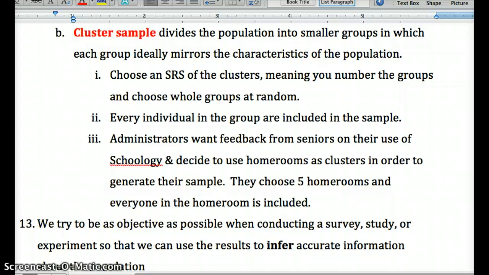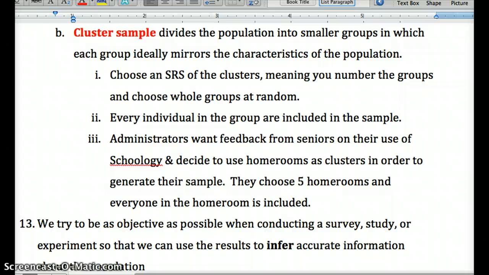Administrators wanting feedback from seniors on the use of Schoology could decide to use homerooms as clusters to generate their sample. One would hope that each of the homerooms would truly reflect the breakdown present in the senior class then. So they could choose 5 homerooms and ask everyone in the homeroom as opposed to asking every single senior.